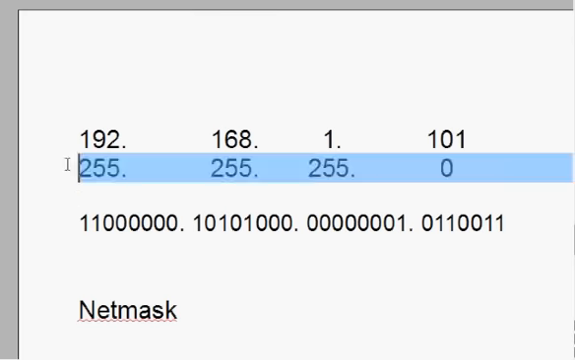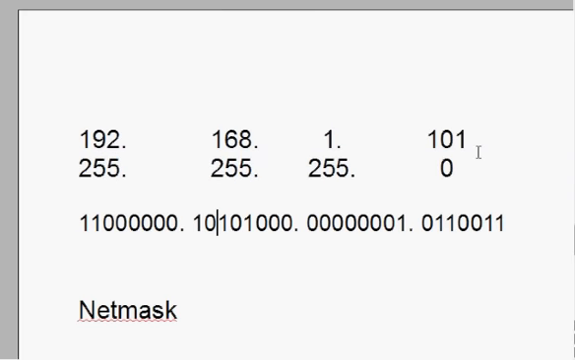So you've got 192.168.1.101 as your IP address, and your subnet mask, or in this case netmask, is 255.255.255.0. Well, let's write that in binary too. So I'm going to write the subnet mask, or the netmask, right underneath in binary. And here it is.